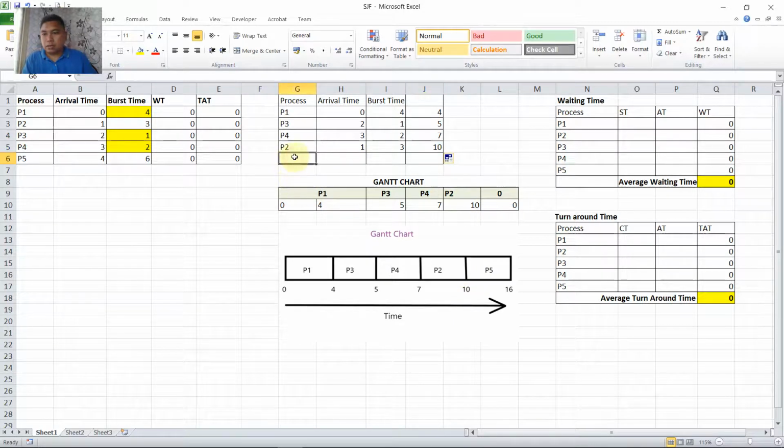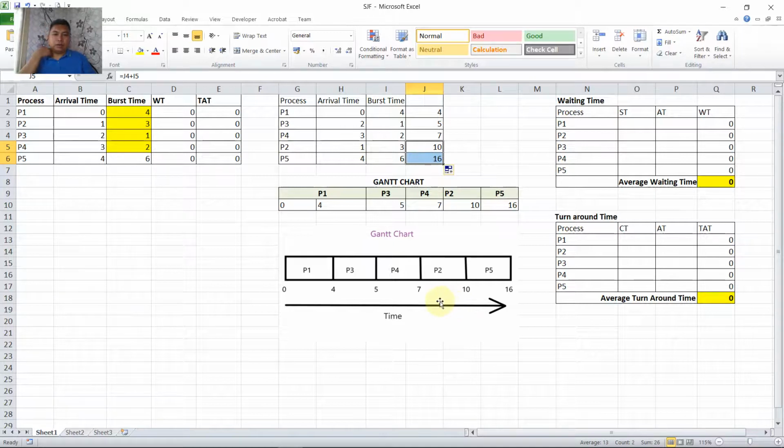Okay, the last one is, mark as done. First, P5. P5 with an arrival time of 4 and a burst time of 6. 10 plus 6 is 16.